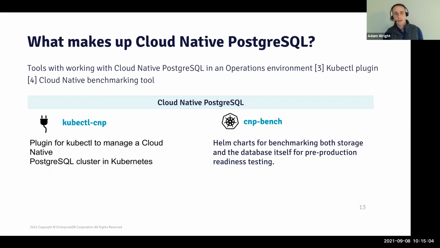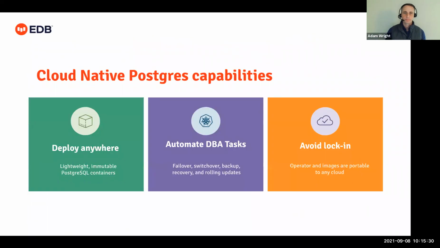And then we also have a benchmarking tool, CNP Bench, to ensure that the database is production ready. So there are lots of storage plugins out there. There are lots of storage options, much more than you would probably have in your virtual machines and VMs. And we help with this project to help you benchmark the environment, make sure that it's production ready. So both are available on GitHub and CNP Bench is an open source project.